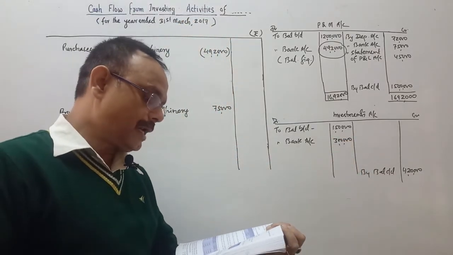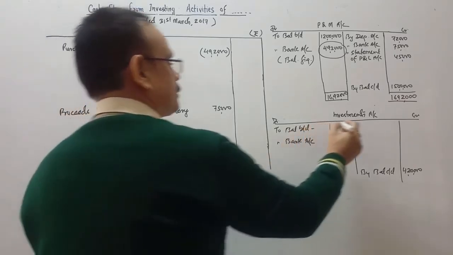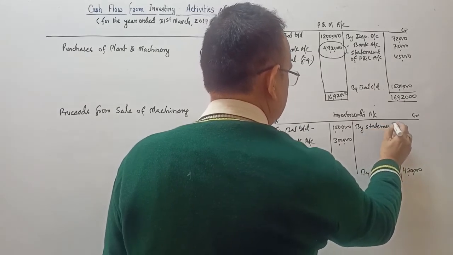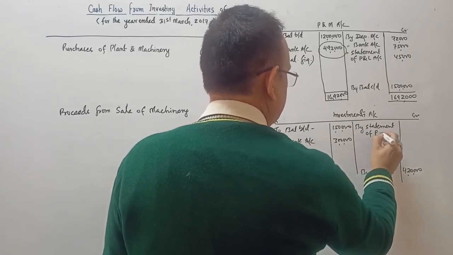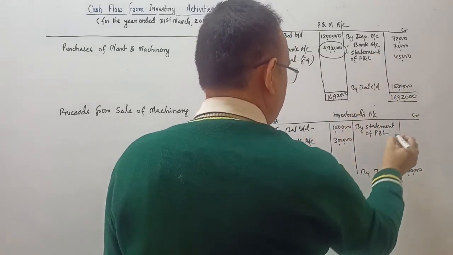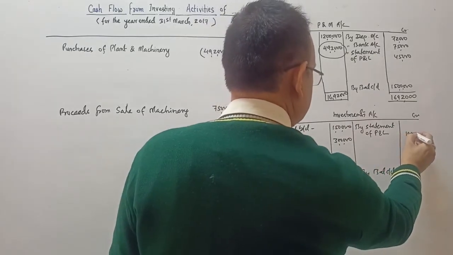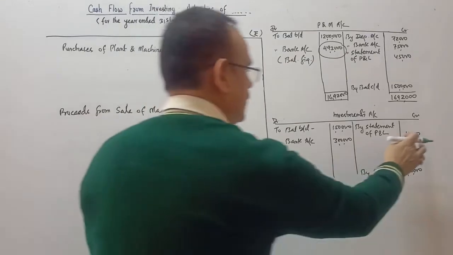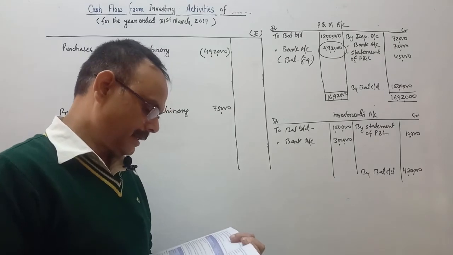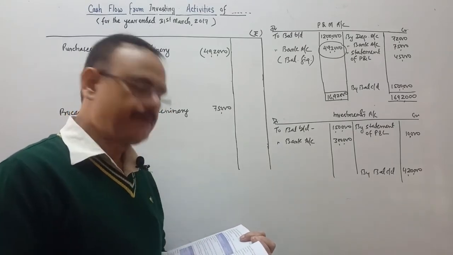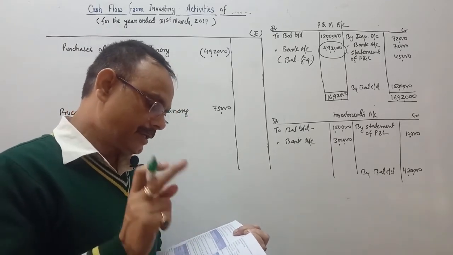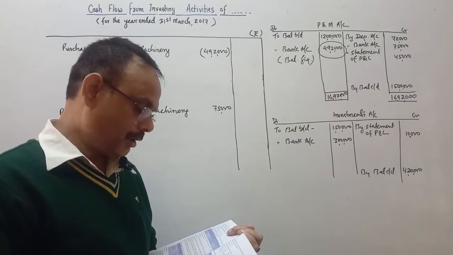Some investments were sold at a loss of 10,000. So by statement of profit and loss, it is 10,000, sold at a loss of rupees 10,000. So by statement of P&L, 10,000. These two pieces of information are given regarding the investment. One is the investment purchase of 3 lakhs and second is some investments were sold at a loss of 10,000.